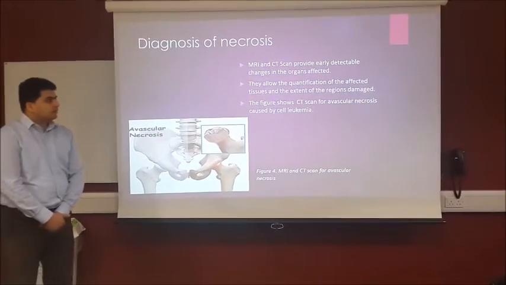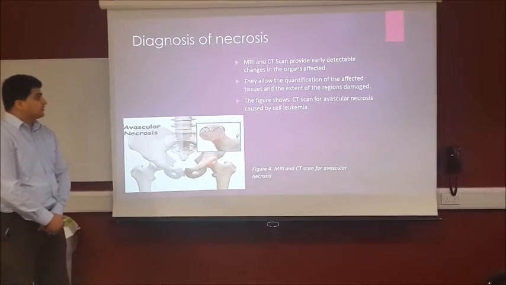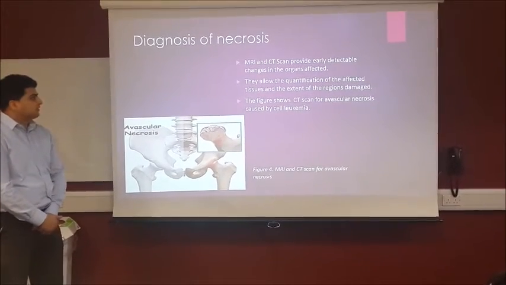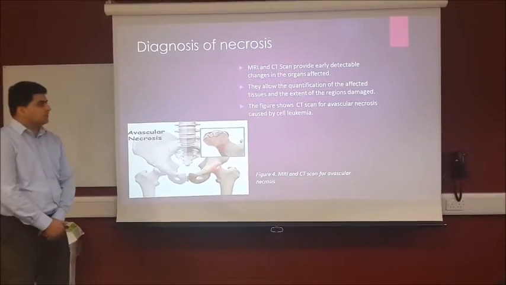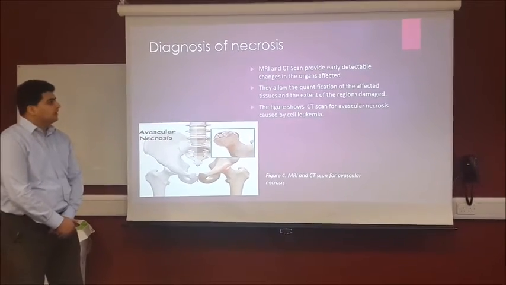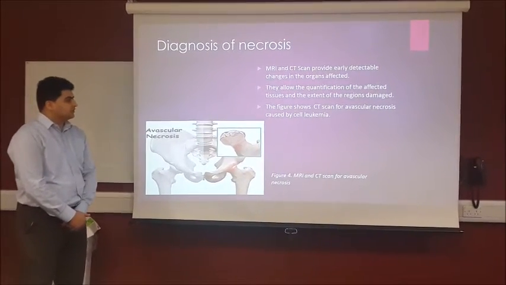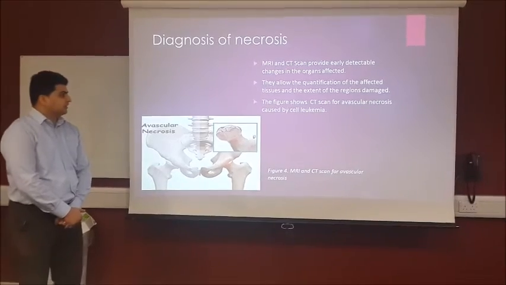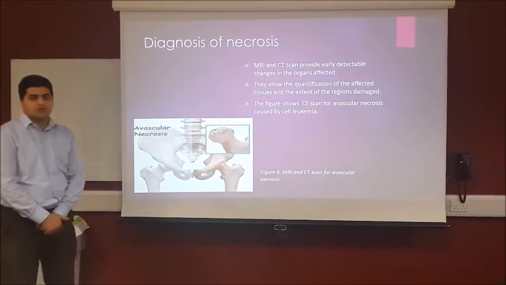MRI and CT scans provide early detectable changes in the affected organ. They allow the quantification of the affected tissue and the extent of the region damaged. The figure shows a CT scan of vascular necrosis caused by leukemia.